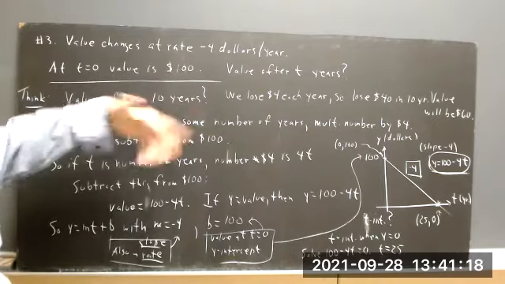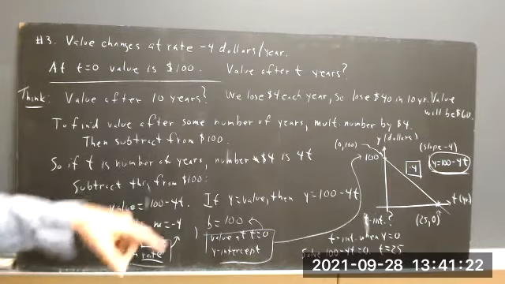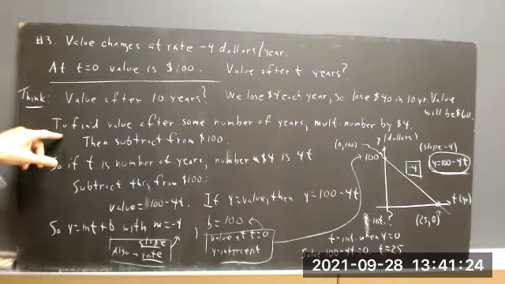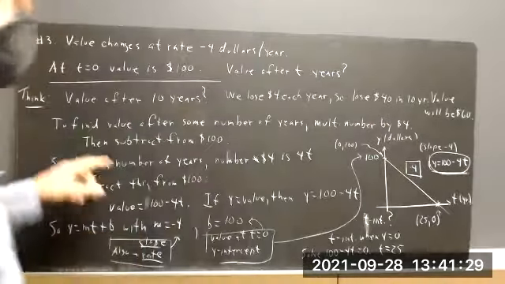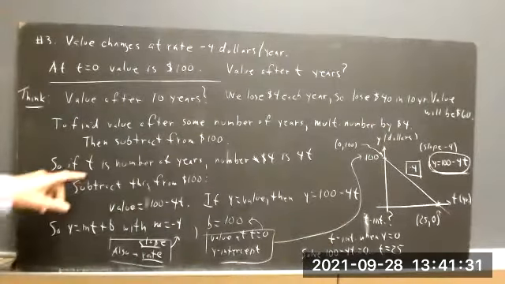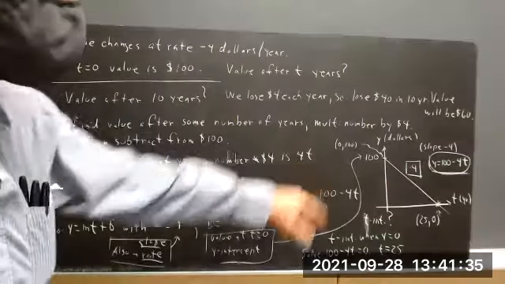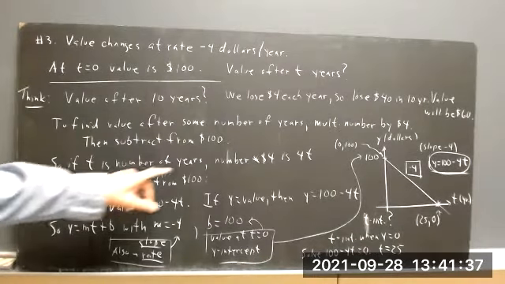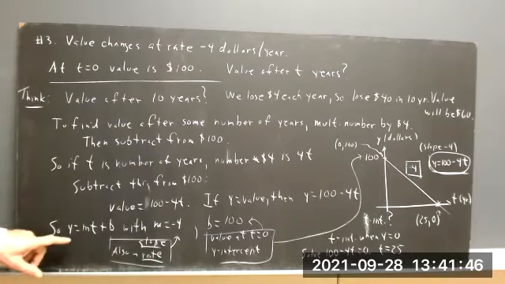So whatever T is, whatever the time is, that's what we're going to do. Okay? So to find the value after some number of years, we multiply the number of years by $4 and subtract from 100. So T is the number of years. Well, the number times $4 is represented by 4T. Subtract that from 100, we get 100 minus 4T. That's a linear function of T. It's going to have a straight line graph. Okay? Y is going to equal mt plus b.